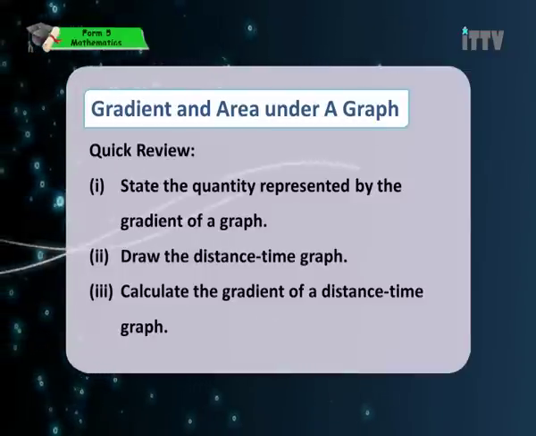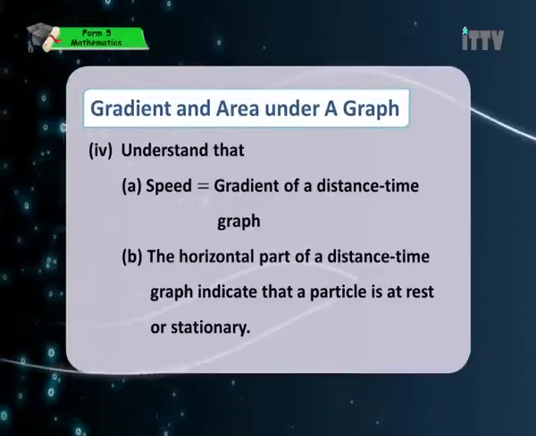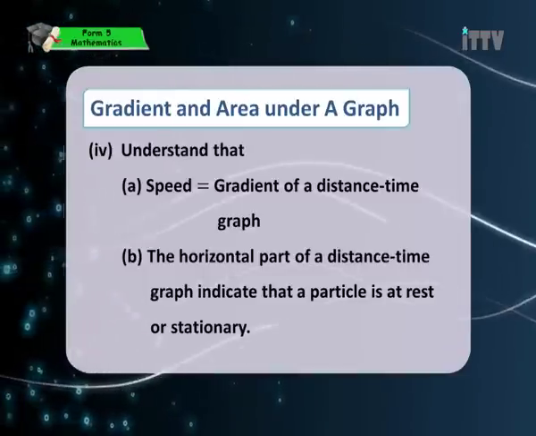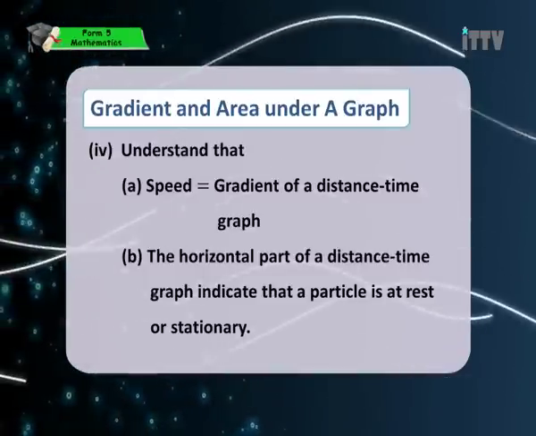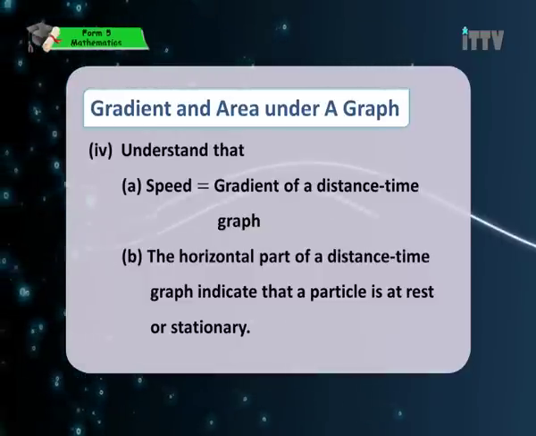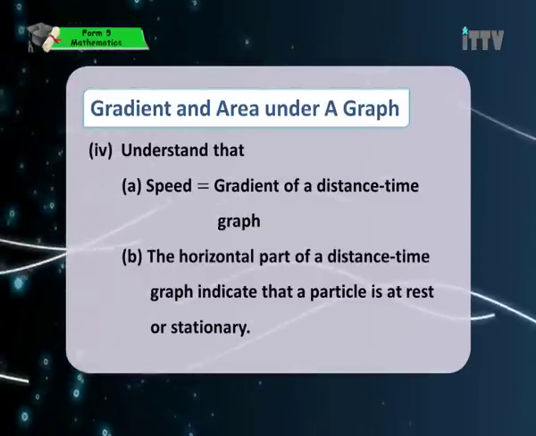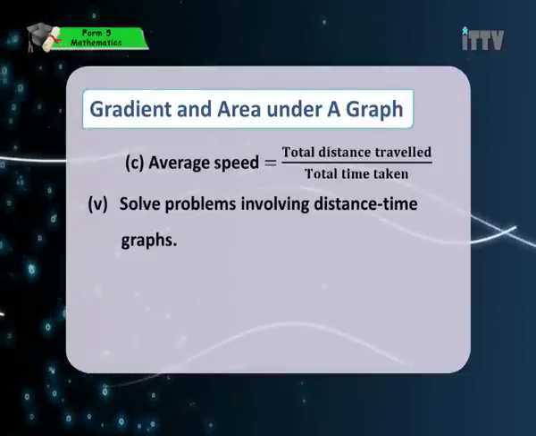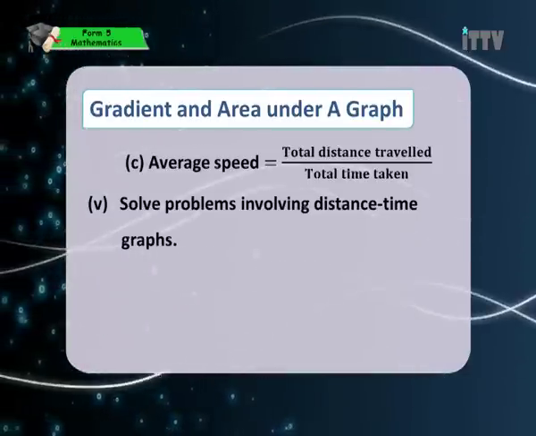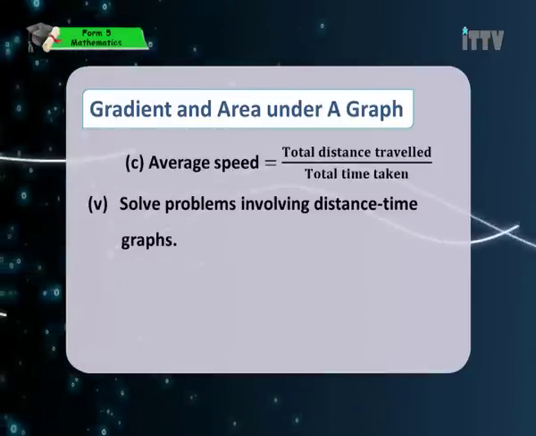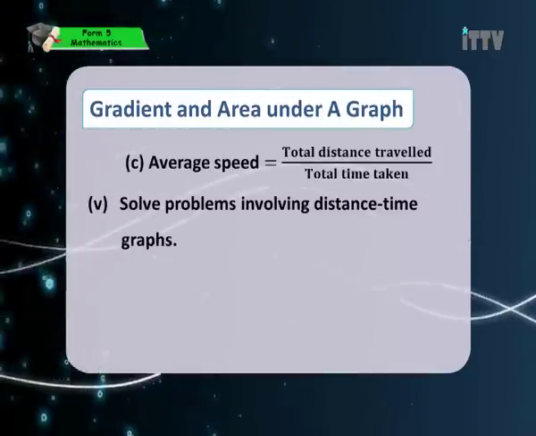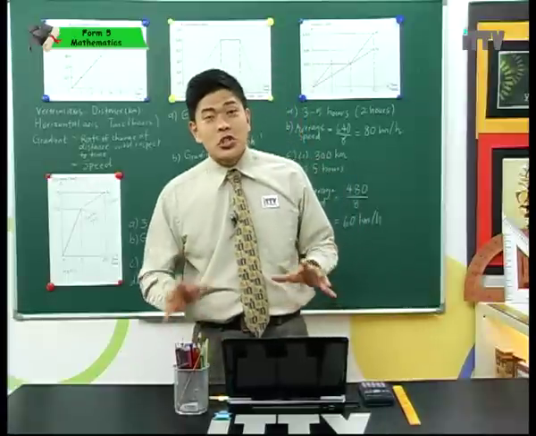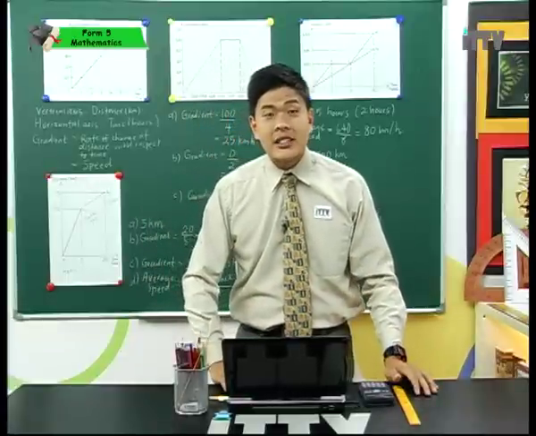Thirdly, calculate the gradient of a distance time graph. Fourthly, understand that A, speed is equal to the gradient of a distance time graph. B, the horizontal part of a distance time graph indicates that a particle is at rest or stationary. C, average speed is equal to total distance traveled over total time taken. And lastly, solve problems involving distance time graphs. So we have also learned how to solve simple questions involving the distance time graph.